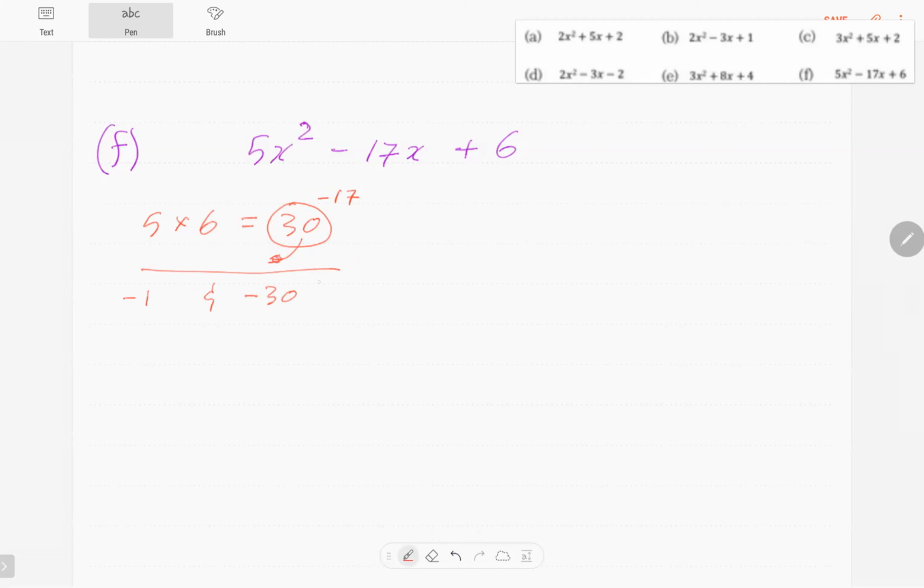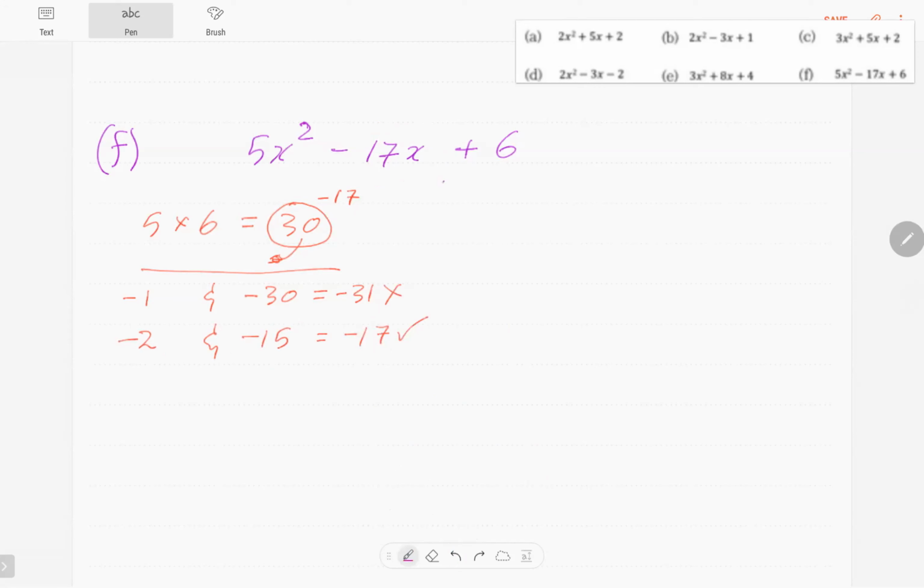But negative 1 and negative 30 is negative 31. Don't want that. So you go to the next 2 factors of 30, which is 2 and 15. Again, both of them must be negative because we want the sum to be negative. And when you add negative 2 and negative 15, you get negative 17. So it means that we're going to break this negative 17x using negative 2x and negative 15x. All right, so we can proceed.